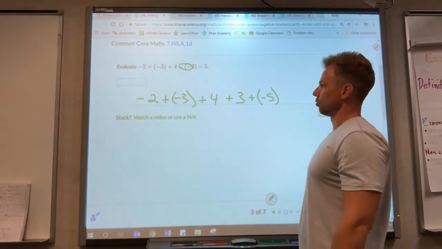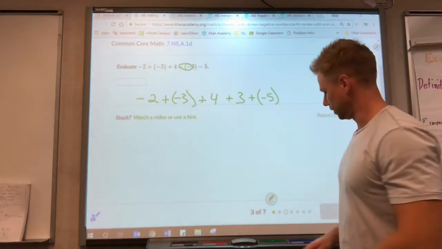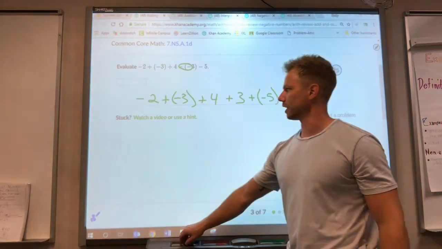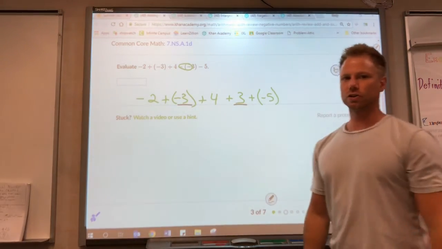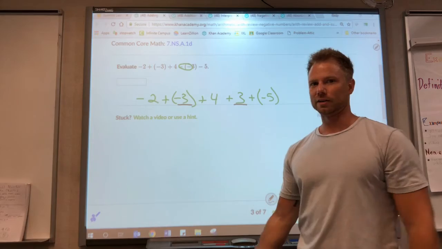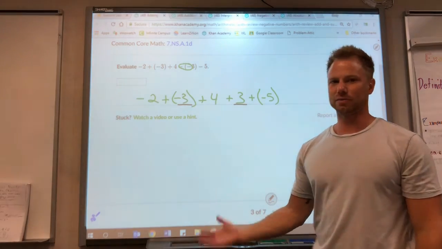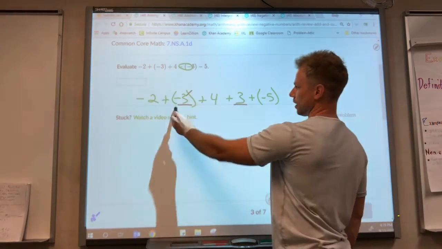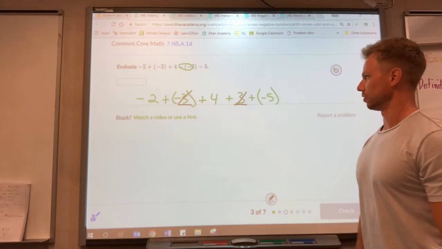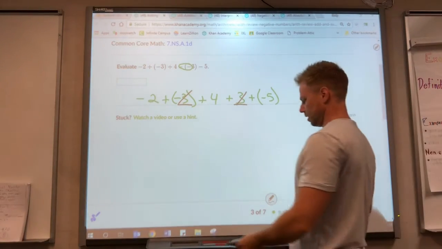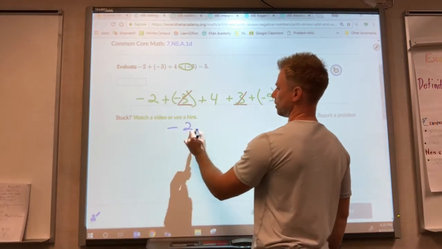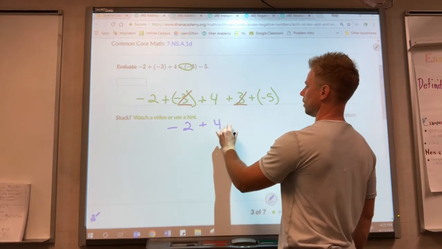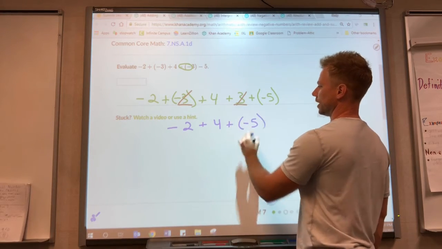One thing we can look for are some numbers that will cancel nicely. First thing I see here are a +3 and a -3. Those are called a zero pair, and they're called a zero pair simply because they add up to 0. The same number with opposite signs is going to equal 0. Then we can take what we have left. I'm going to rewrite it. We have -2 plus 4 plus a -5.